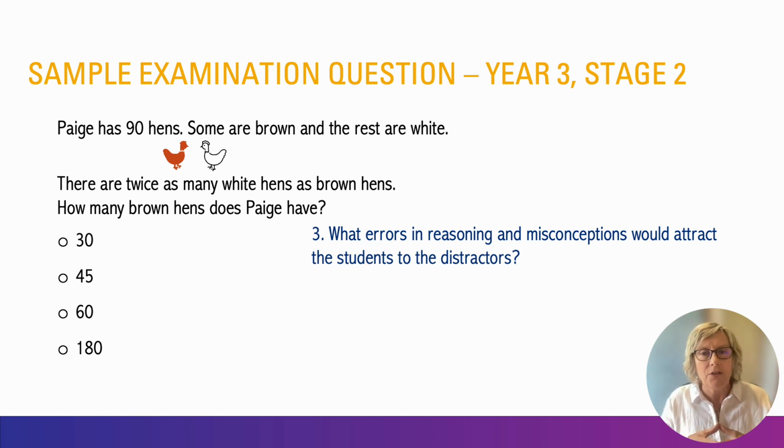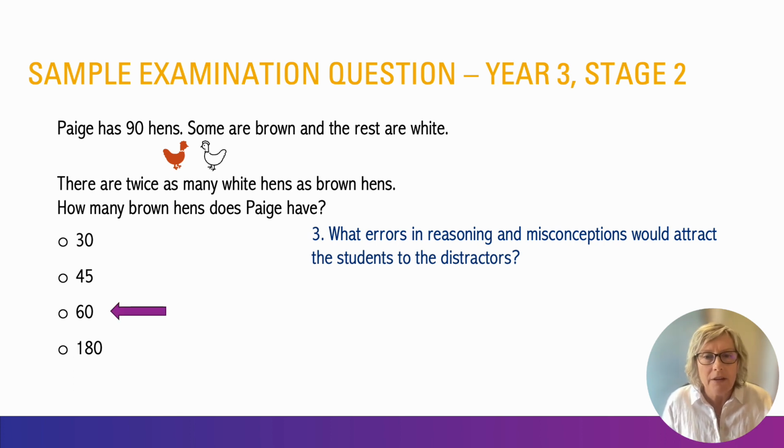Now, working through each distractor in this question and applying Newman's analysis, 30, of course, is the correct answer. 45 would be a comprehending error. Likely have calculated twice 45 is 90, or divided by 2 as there are 2 colours of hens.